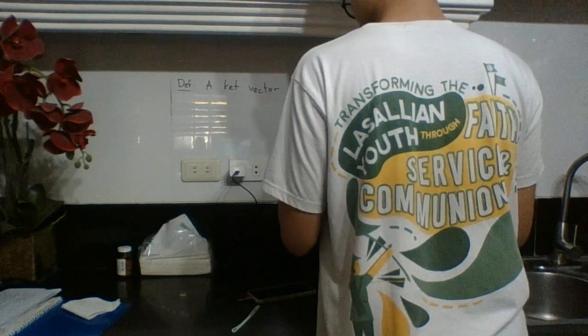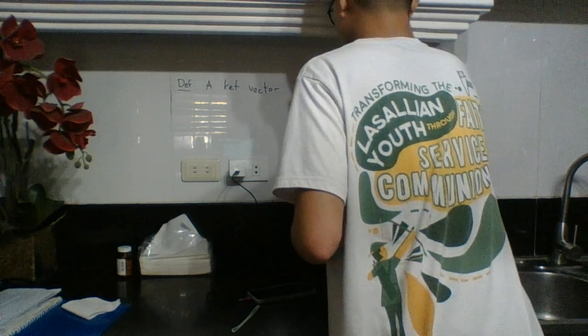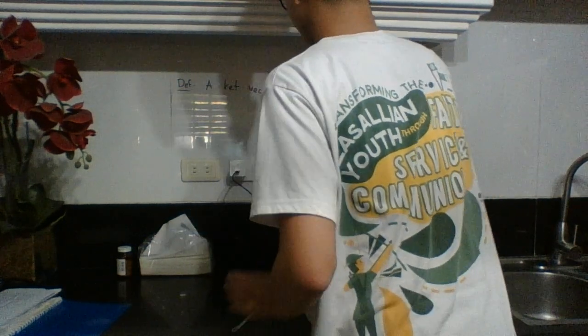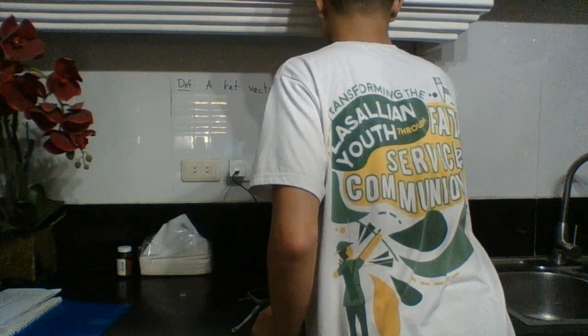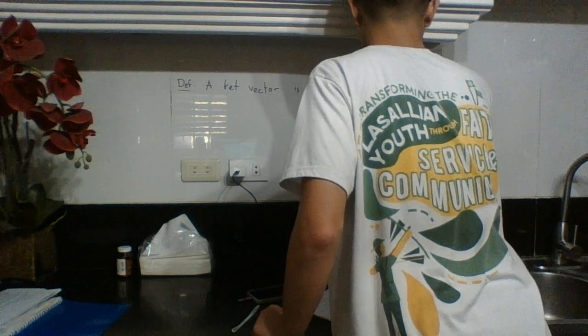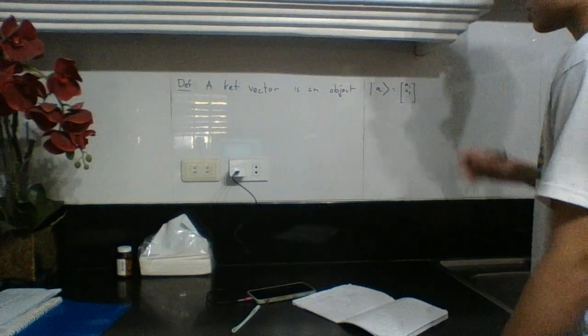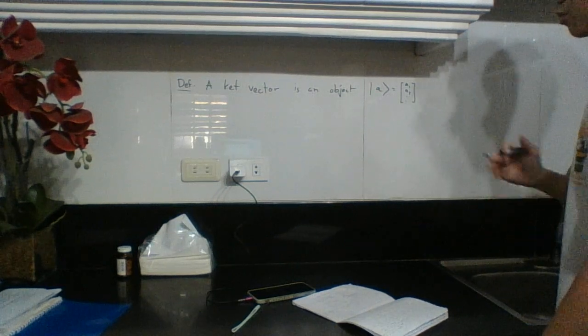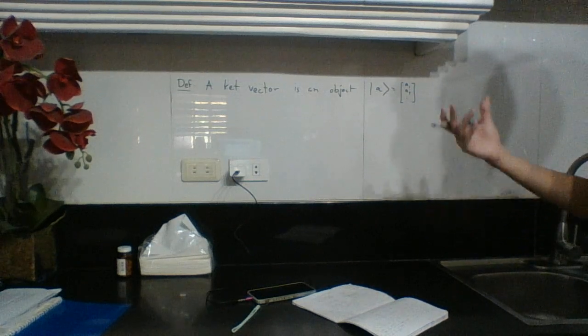Now, definition. A KET vector, which is this, is a column vector. A KET vector is an object, which I will call A: A1, A2, dot dot dot, for n dimensions. Of course, when we're talking about theoretical physics, we generalize up to n dimensions, not just 3 or 4 dimensions. Although it could be confined to just 10 dimensions according to string theory.